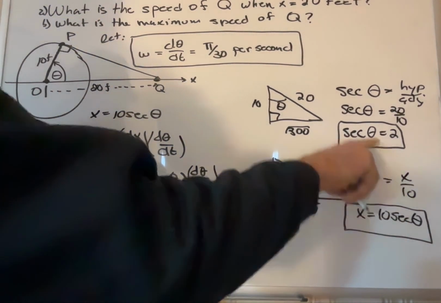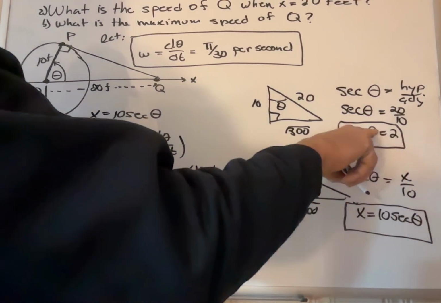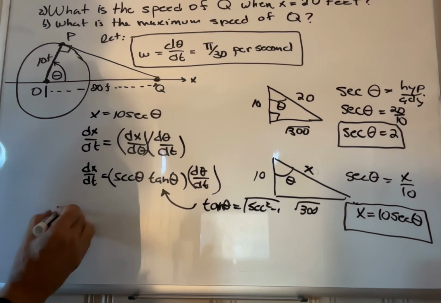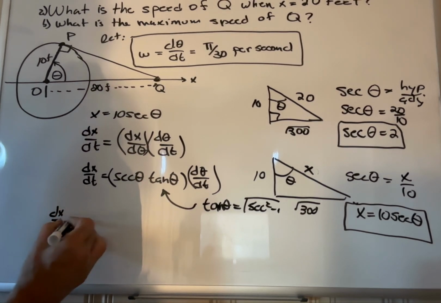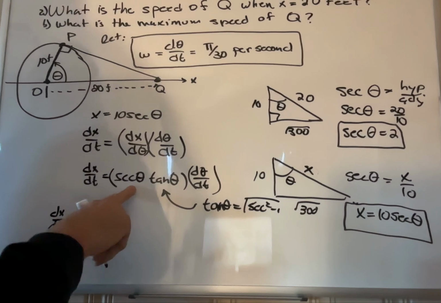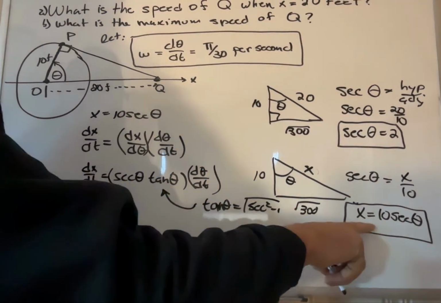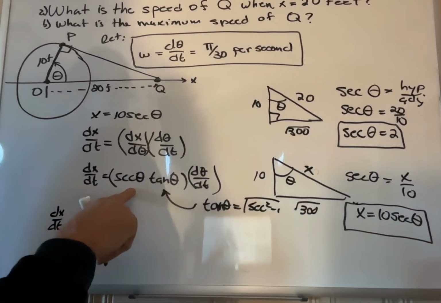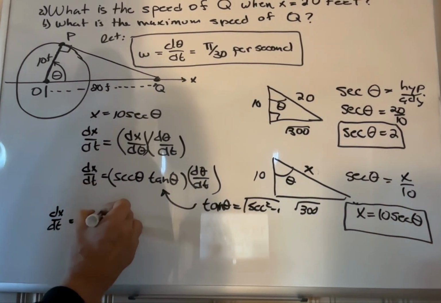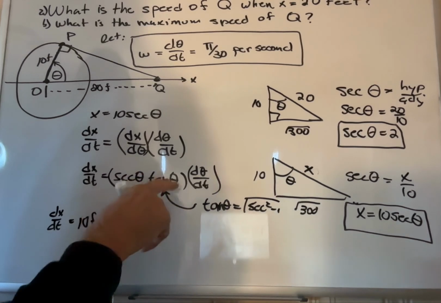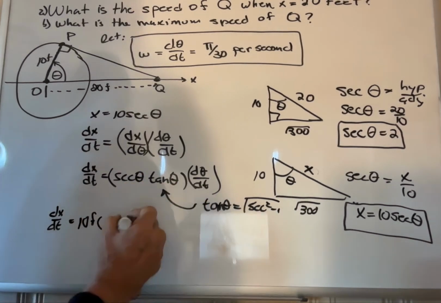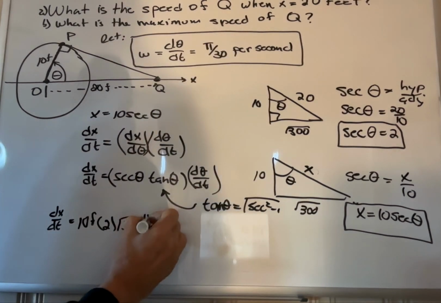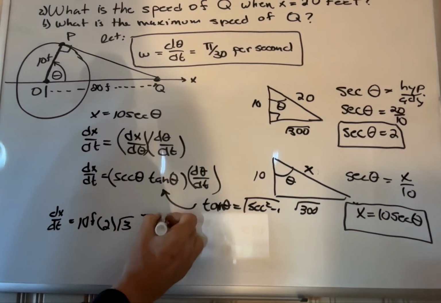We know what x is. We found our general equation. We know our specific equations. So let's see what dx/dt is. dx/dt is going to be equal to 10 feet times secant theta, which is 2. And tangent would be the square root of 2 squared minus 1, which would be the square root of 3. And then dθ/dt is pi divided by 30 per second.